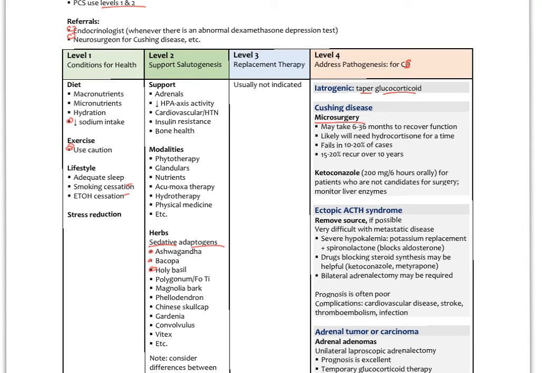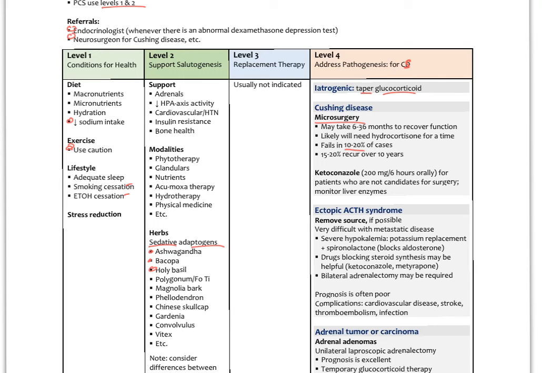Patients will likely need hydrocortisone for a time to actually restabilize their adrenals. This procedure fails in up to 20% of cases, unfortunately, and then up to 20% recur within 10 years. Ketoconazole can be given 200 milligrams every 6 hours orally for patients who are not candidates for the surgery, but you need to monitor their liver enzymes for that.